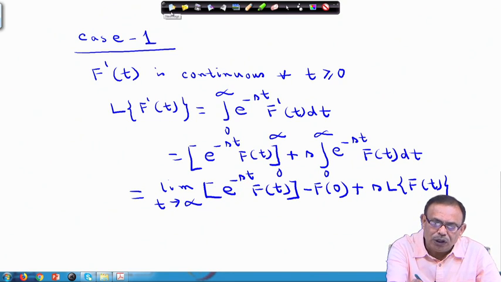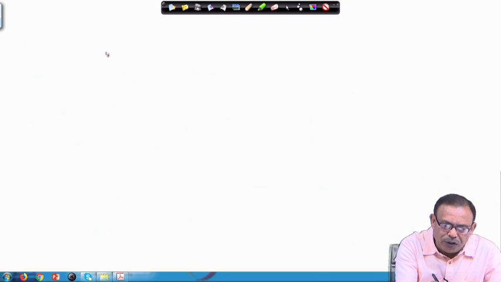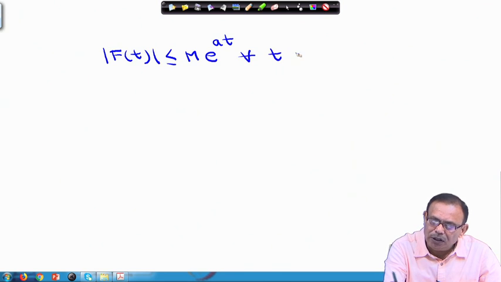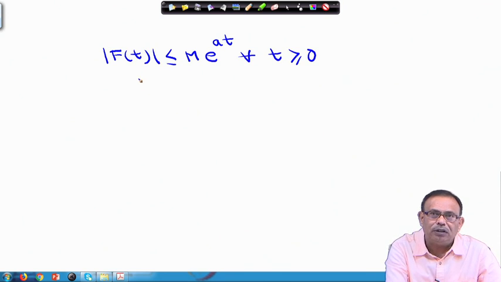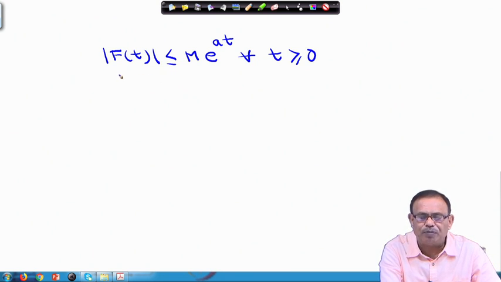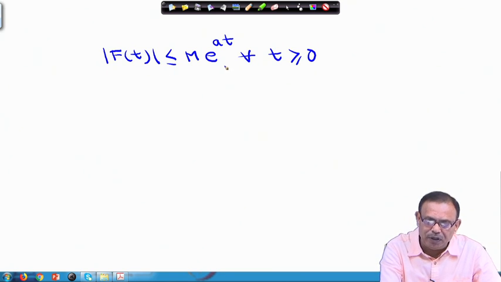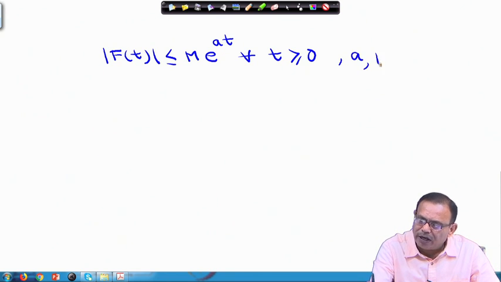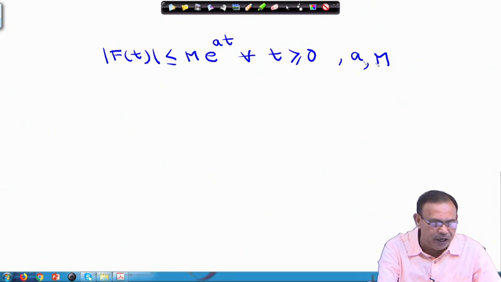So, for this one, we know this thing, absolute modulus of f t is less than or equal to M into e power a t for all t greater than or equal to 0. This we are getting since f t is of exponential order a. In the theorem itself, we have told that f t is continuous and is of exponential order a. So, from there we are writing modulus of f t less than or equal to M into e power a t for all t greater than 0, and for some constants a and capital M.